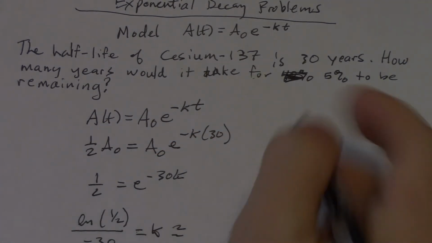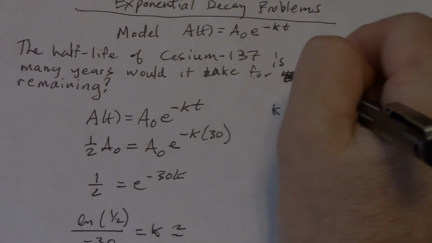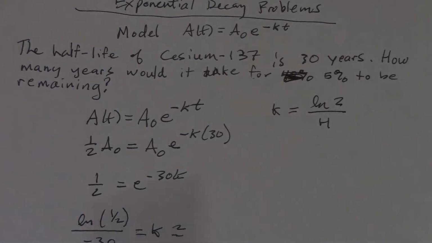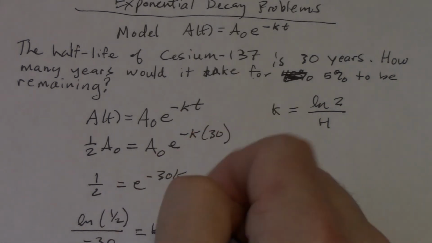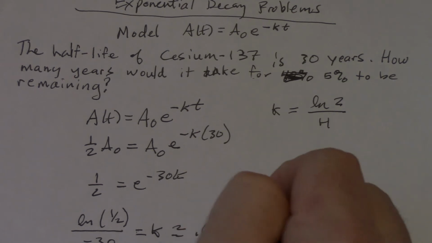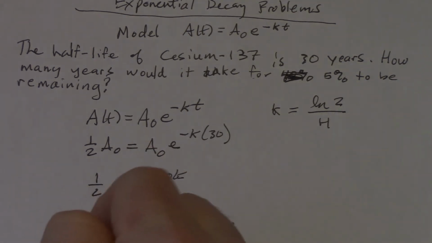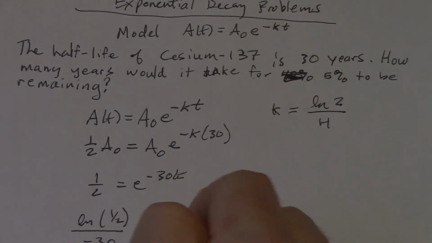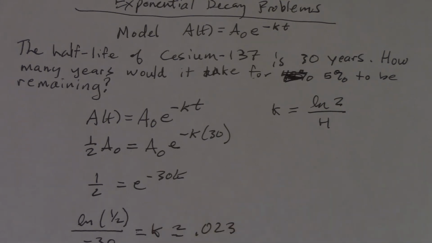If you look in a textbook, a lot of times they'll say the decay rate is the natural log of 2 over the half-life, something like that. I would say don't memorize that because you don't need to. This is the same thing because the natural log of 1/2, if you remember the properties of natural log, would be natural log of 1 minus natural log of 2. Natural log of 1 is 0, so negative natural log of 2 over negative 30 gives you the same formula. Okay, so I did this on my calculator and I got 0.023. So that means A(t) = A0 e^(-0.023t).